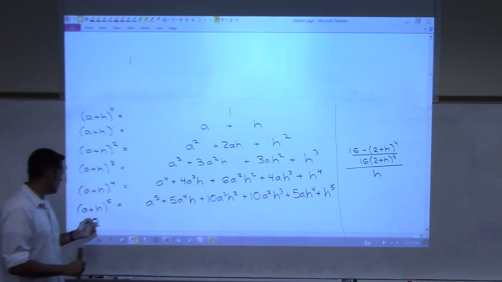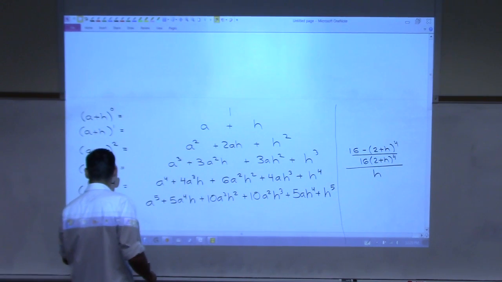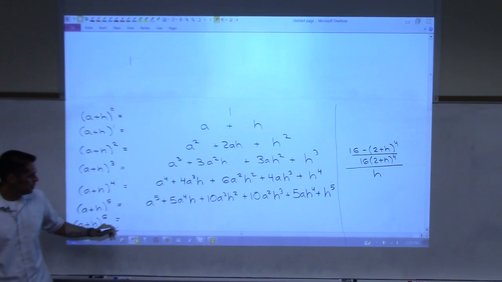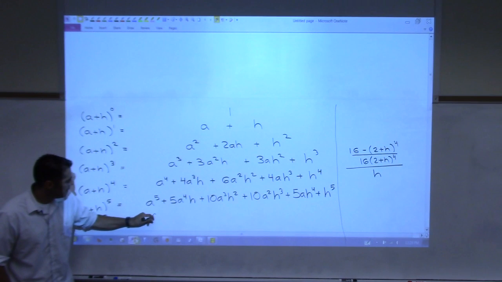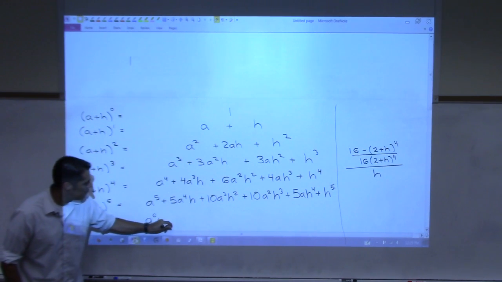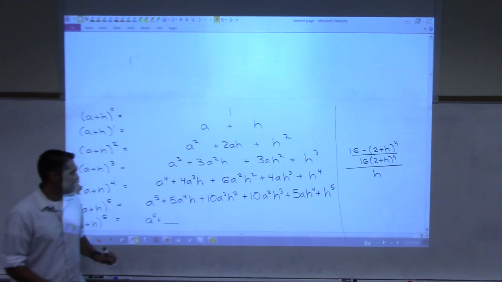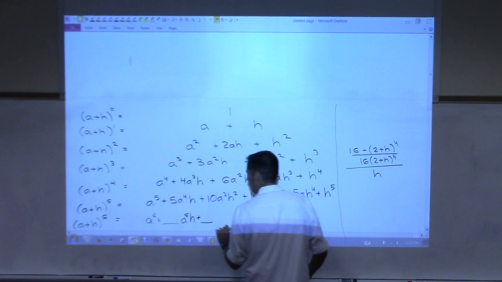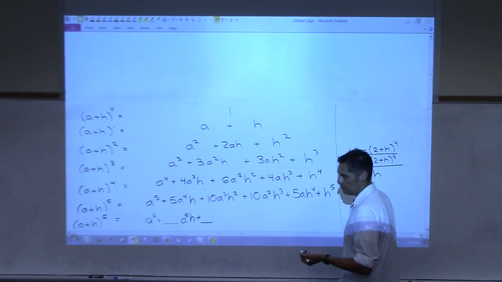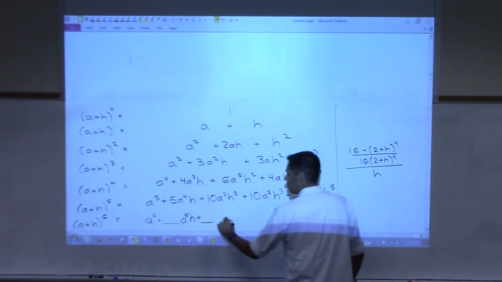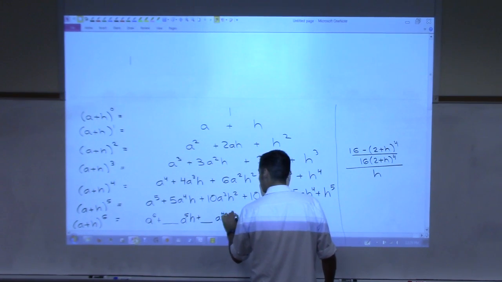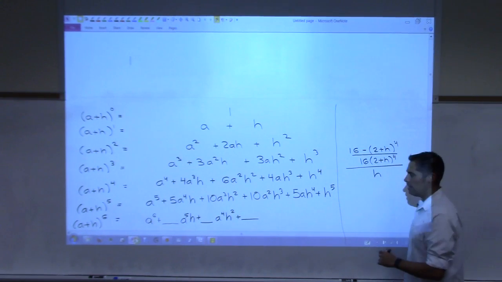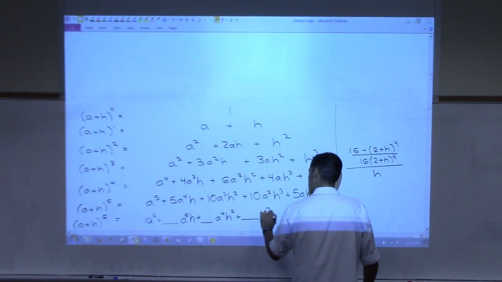That's the trickier part. So let me put one more down here, and I'm going to have you help me do this one. What am I going to have first? Just tell me about the powers. a to the 6th plus, I'm going to leave a space here for the number, a to the 5th h plus a space for the number, a to the 4th h squared, right? Power on a keeps coming down. a to the 3rd, h cubed.